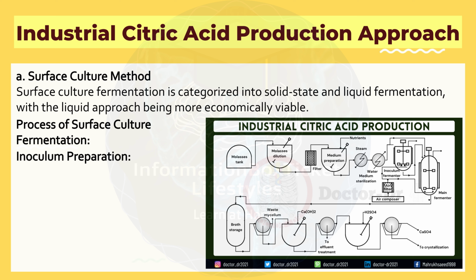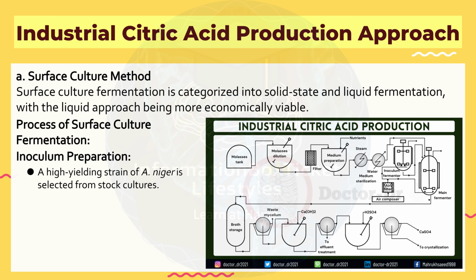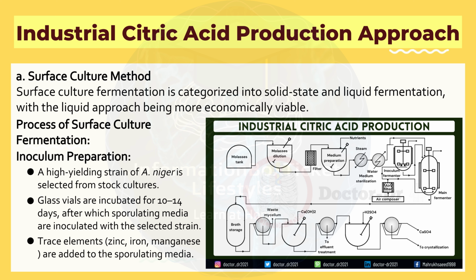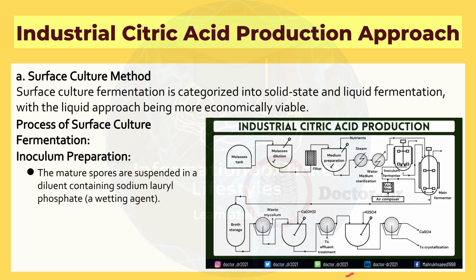Inoculum preparation. A high-yielding strain of A. niger is selected from stock cultures. Glass vials are incubated for 10 to 14 days, after which sporulating media are inoculated with the selected strain. Trace elements, zinc, iron, manganese, are added to the sporulating media. The mature spores are suspended in a diluent containing sodium lauryl phosphate, a wetting agent.